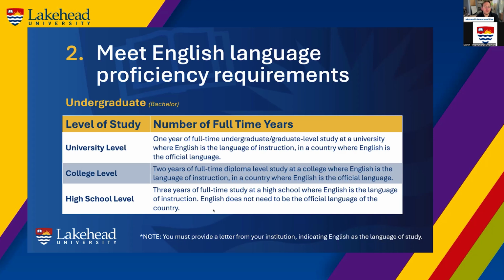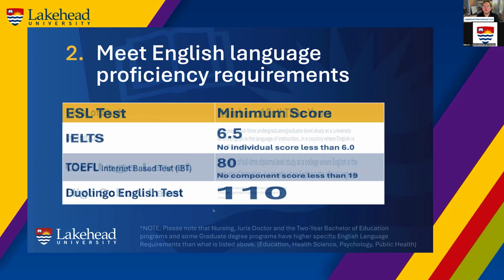For those students that are maybe thinking, I'm better off proving my proficiency through an ESL test, we accept IELTS, TOEFL, and the Duolingo English Test. The minimum scores are listed on your screen. So IELTS is a 6.5 with no individual score lower than 6. TOEFL, the internet-based test, is an 80 with no component score less than 19. And Duolingo English Test is 110.